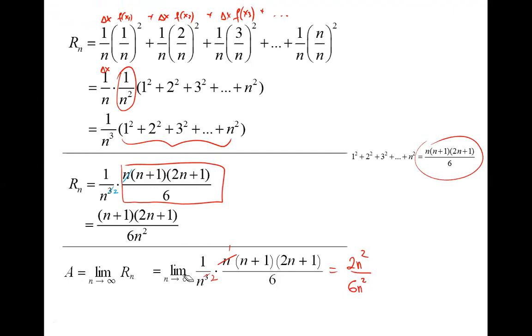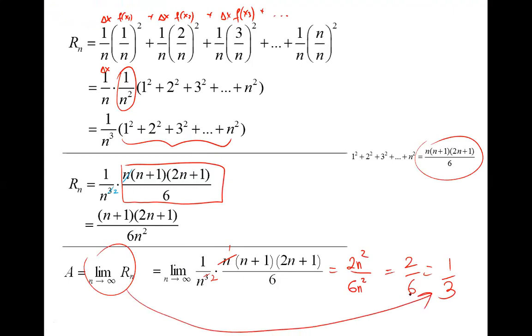Because for limits at infinity we only focus on the leading terms, and the leading terms are the same degree, the ratio of the leading coefficients is 2/6. It's 1/3. We can see how nicely, using some formulas, we actually get the exact value of the area under the function x squared.